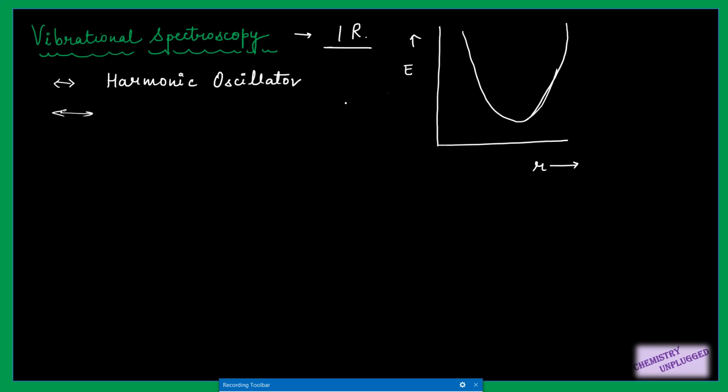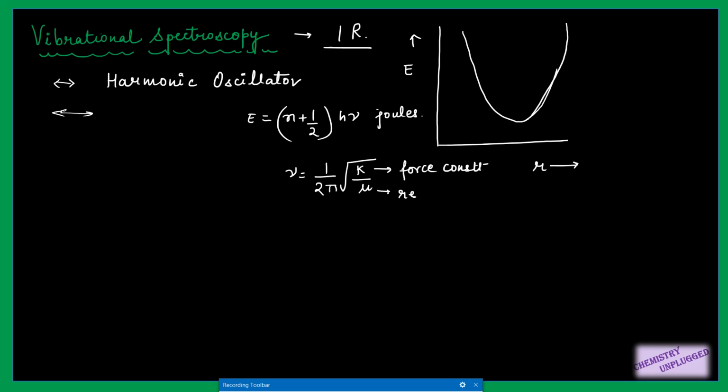And the energy of this oscillator is given by (n + 1/2) h nu in joules, right? And the frequency is given by 1 upon 2 pi times the square root of k over mu, where k is the force constant, which depends upon the bond strength, and mu is the reduced mass, right? And most of the time, as we have seen in microwave spectroscopy also, energy is represented in terms of centimeter inverse, meaning we have to convert this energy and this frequency into wave numbers.